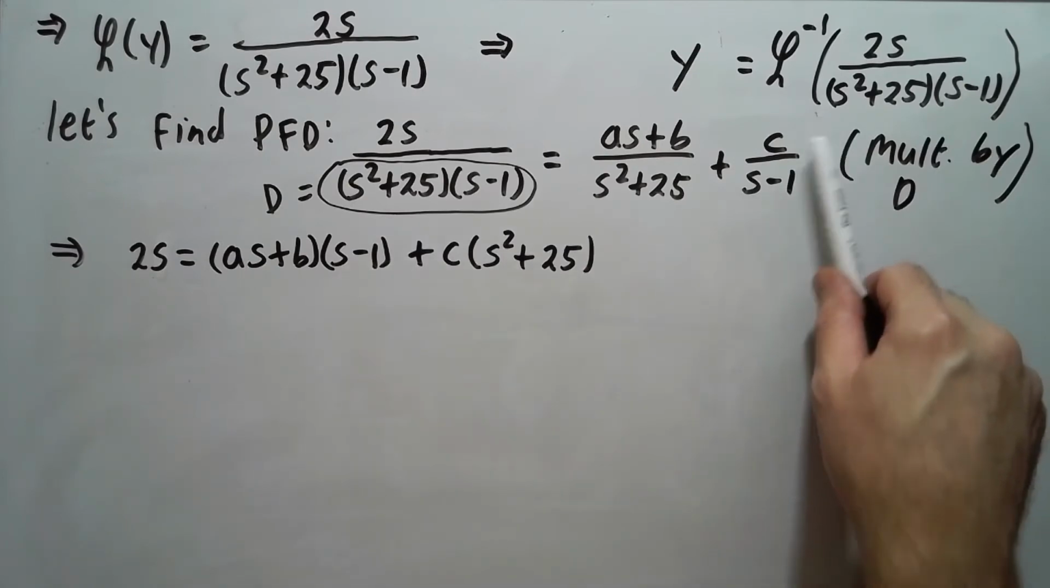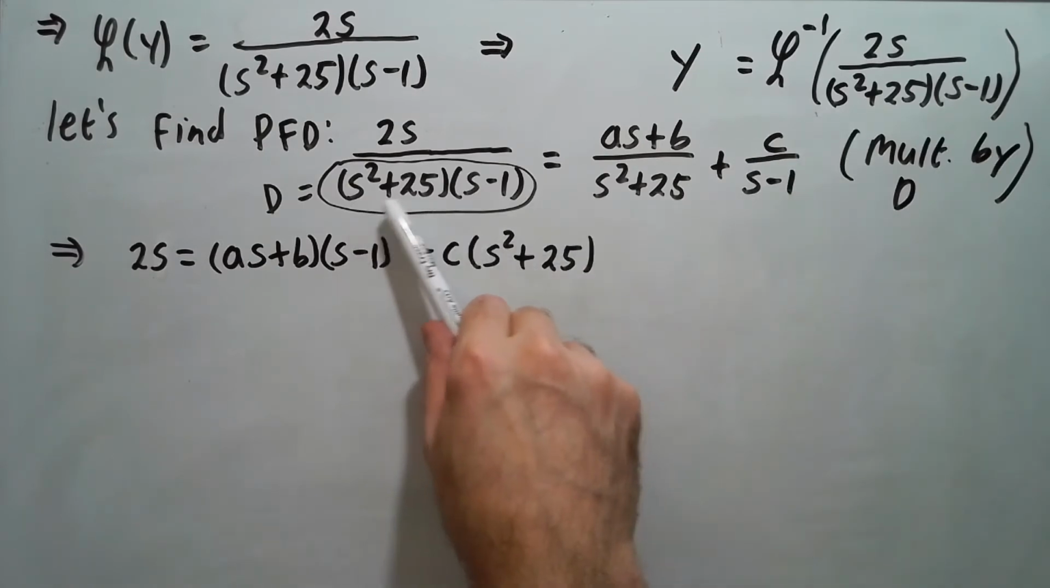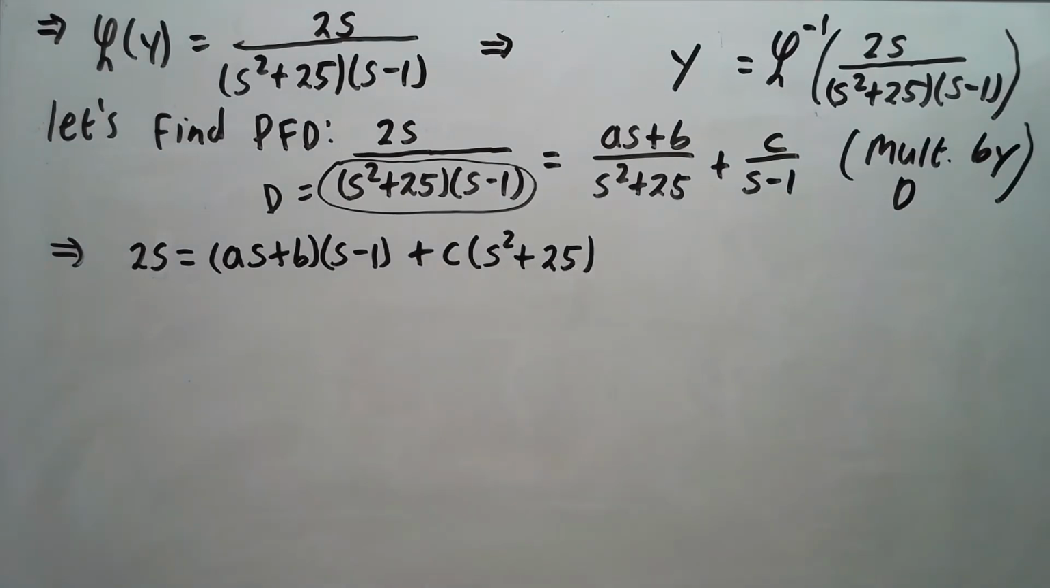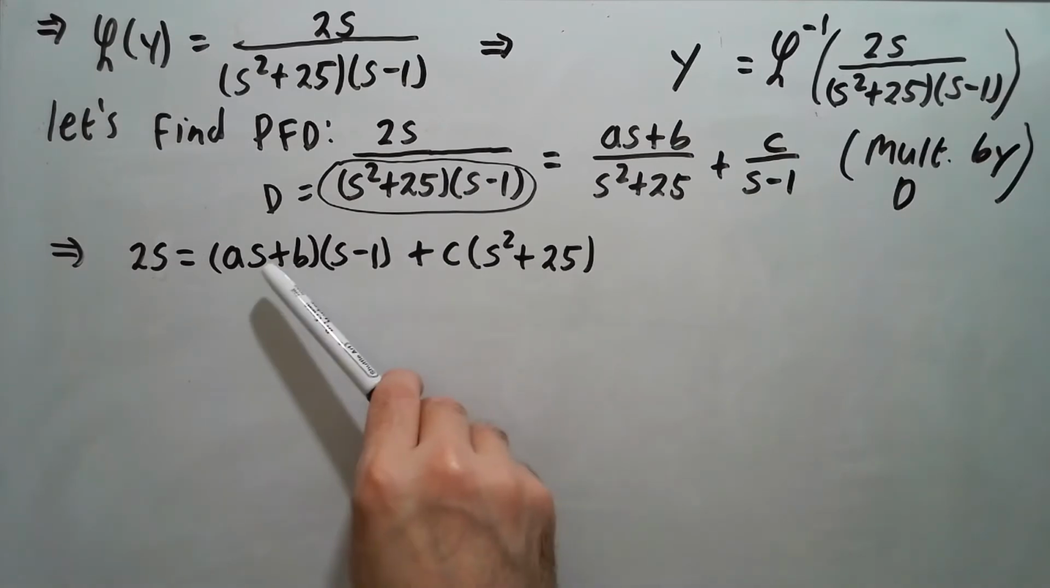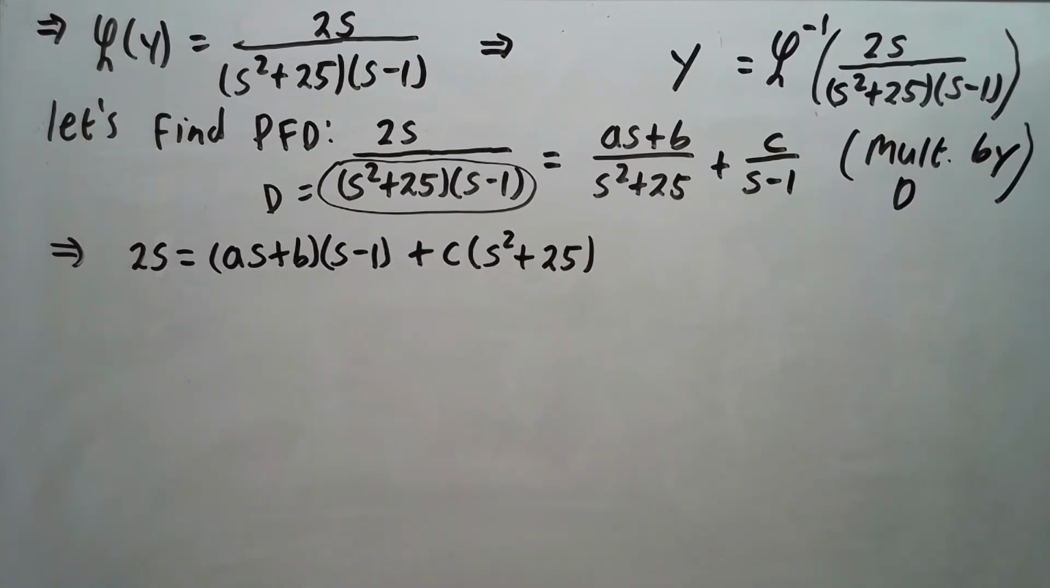And d times this, s minus 1 will cancel, it'll be s squared plus 25 left here. Okay, our job then is to find a, b, and c. So we have 3 unknowns. We could multiply out and equate coefficients, but I'm going to do it a different way here. I'm going to choose s to be different values.